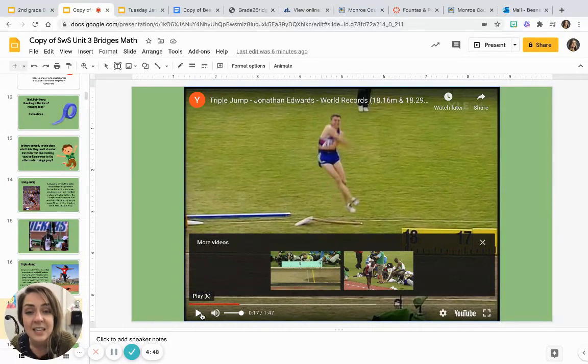Okay, so do you see? He did like 3 skips, and I want you to keep that in your brain because when we're working on math today, you're going to be jumping on a number line kind of in the same way as he's doing. Okay, so let's see it again.